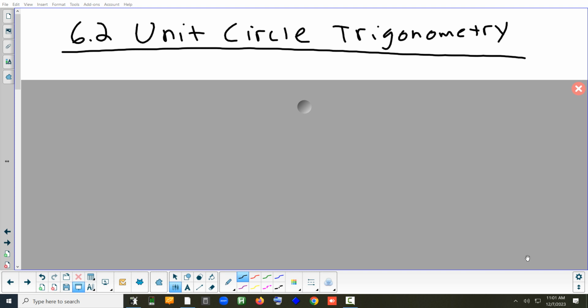So we're going to start looking at unit circle trig. We're not going to get through it all today. We'll do some of it today, and then we'll do more unit circle trig next academic week.